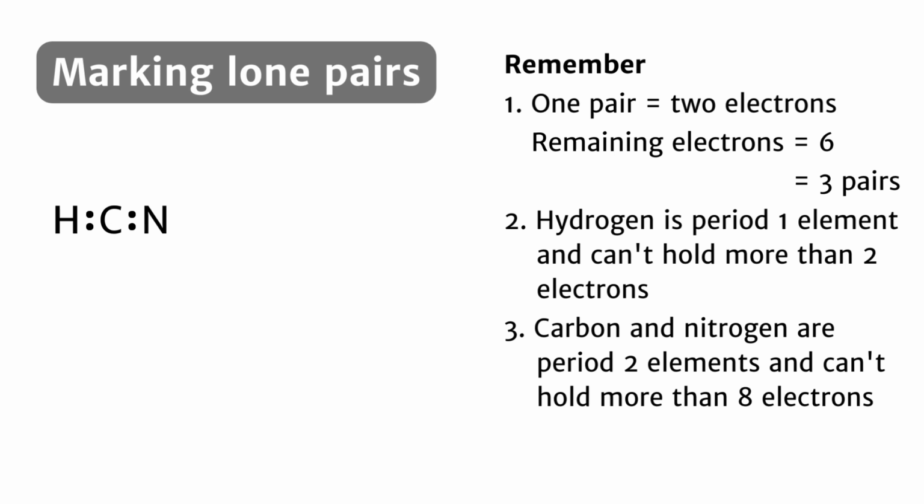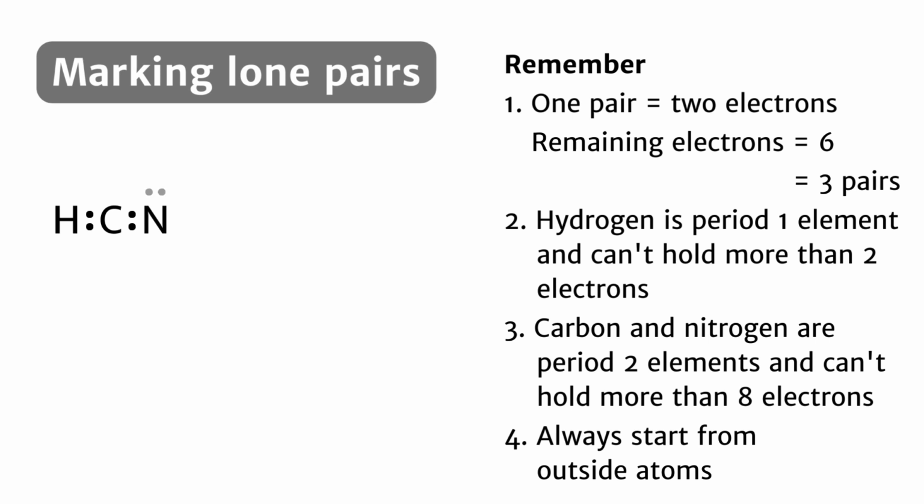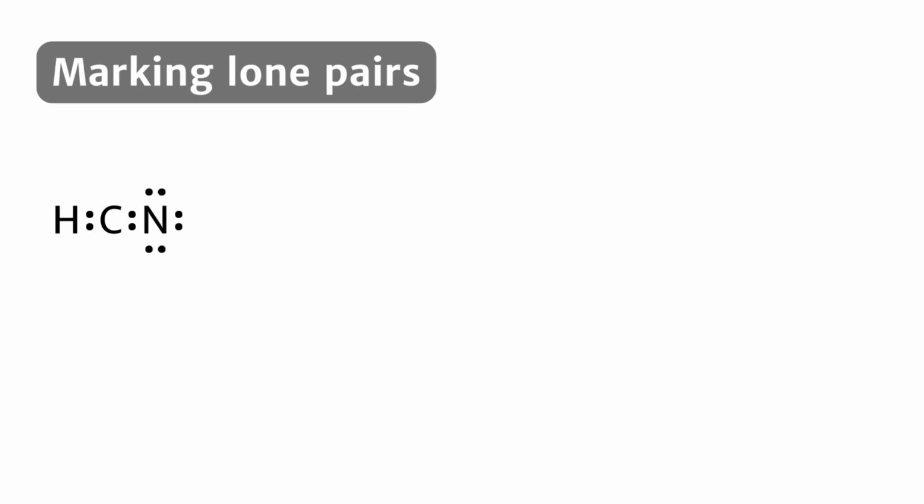Another important point to remember is to always start marking lone pairs on the outside atoms first and then on the central atom. In HCN, the outer atoms are hydrogen and nitrogen. Hydrogen cannot accommodate more than 2 electrons, so it won't receive any lone pair. Instead, we will assign the 3 lone pairs to the nitrogen atom. The hydrogen atom satisfies the duet rule, and nitrogen adheres to the octet rule.